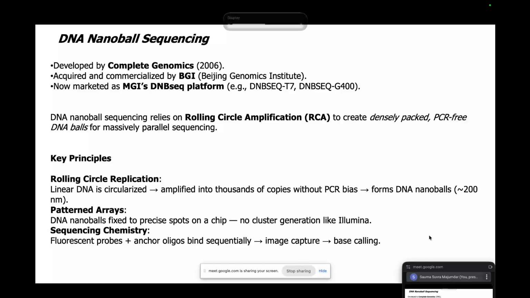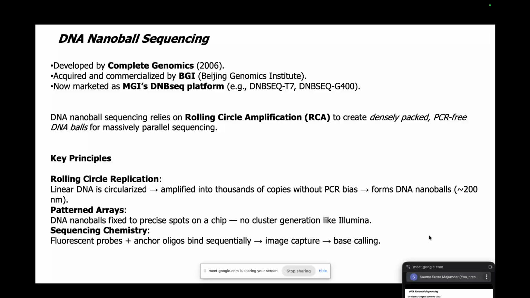So the key principles include, as I was saying, the rolling circle amplification or rolling circle replication, where you have a linearized DNA, because human DNA is linear, and you try to circularize this DNA. So basically you make this linear DNA strand into a circularized DNA strand, and then you amplify it into thousands of copies without any PCR bias, and you form these nanoballs using rolling circle amplification, and the diameter of these DNA nanoballs is around 200 nanometers.